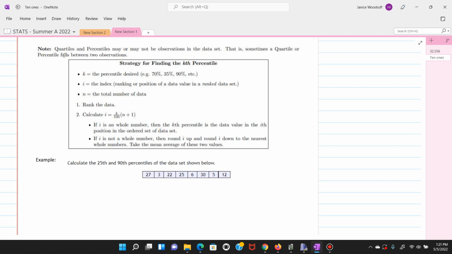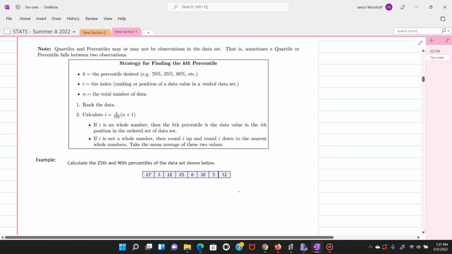So here's the formula. K is going to be the percentile desired. I is going to be the index. N is the total number of data. We're going to first put the data in order, and then we're going to go I equals K over 100, times N plus 1. If I is a whole number, then the kth percentile is the data value in that position in the ordered set of data. If it is not a whole number, we're going to round it up and down and then take the mean average.